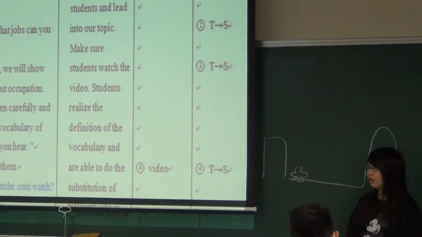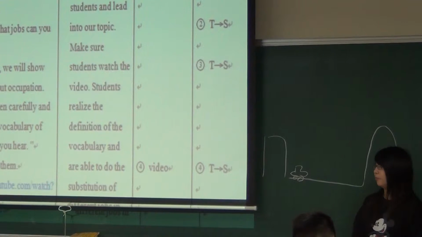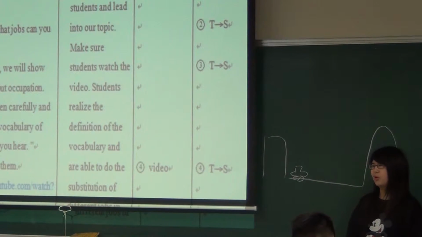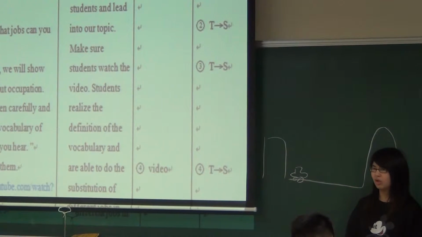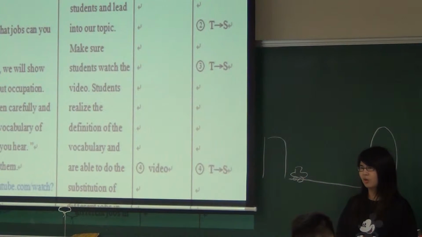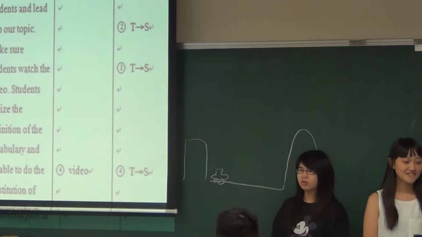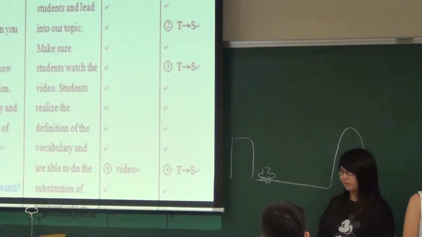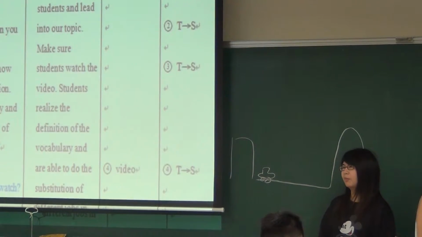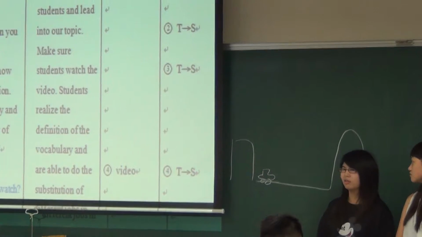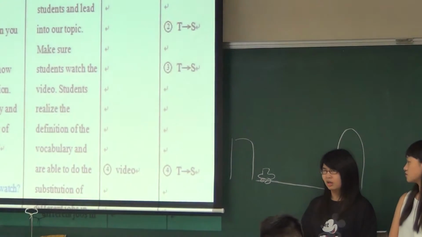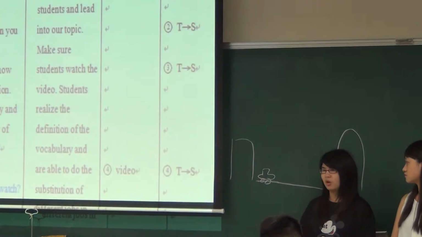In this stage, first the teacher will ask students what job they can think of, and then later we will show them a video about occupation, and they need to listen carefully and write down the occupations that appear, and show the students a video. After students watch the video, ask a volunteer to write down the words on the blackboard. If they are not able to write on the blackboard, the teacher will replay the video again.